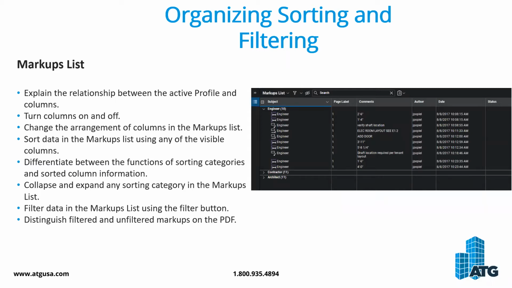We're going to talk about how to turn columns on or off. We're going to change the arrangement of columns in the markups list. We're going to sort data in the markups list using any of the visible columns. We're going to differentiate between the functions of sorting, categories, and sorted column information. We're going to collapse and expand any sorting category in the markups list.